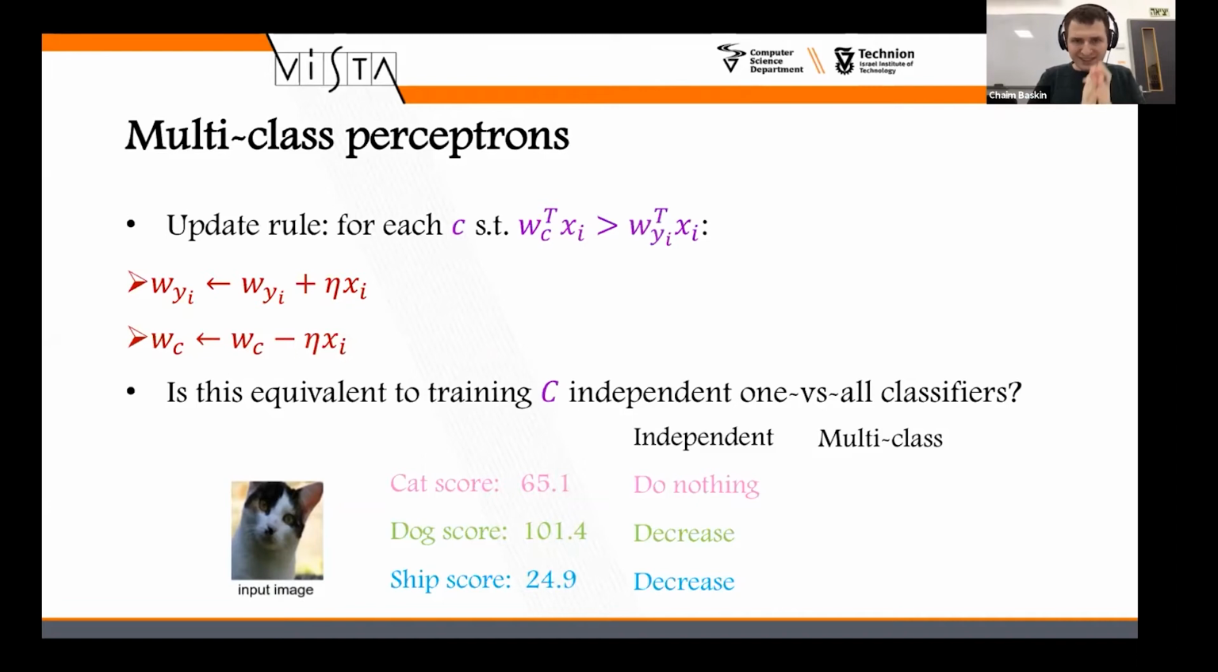We see here that in the multi-class classifier, we have the highest prediction for dog, okay? But it's not true. You should decrease the multi-class perceptron for a dog classification. You should increase the cat classification, decrease the dog classification, and it doesn't matter about sheep because it already classified the sheep as the smallest one. Yeah?